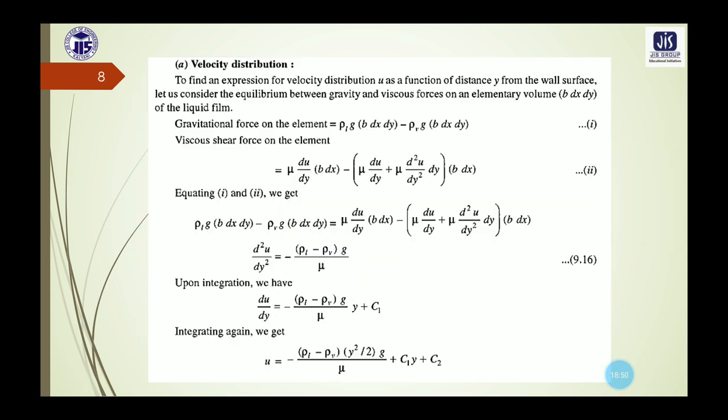First we will see the formula for the velocity distribution in the case of film condensation on a flat vertical plate. To find an expression for the velocity distribution u as a function of distance y from the wall surface, we will first consider an equilibrium between gravity and viscous forces on an elementary volume, that is b dx dy, of the liquid film.